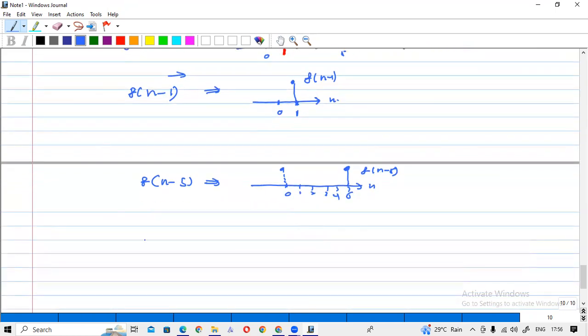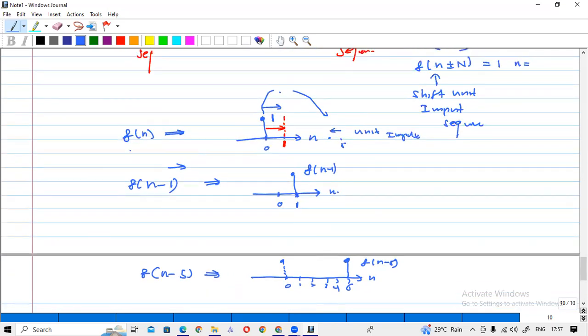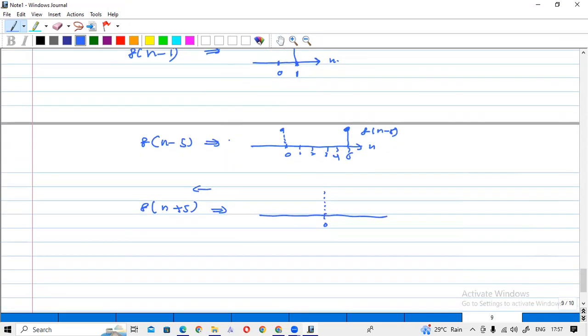Now if I write delta n plus 5, it is shifting this way. Previously it is at 0. Now this is shifting this way by 5 samples. Now you have minus 1, minus 2, minus 3, up to minus 5. So here now your impulse is here. This is delta n plus 5.